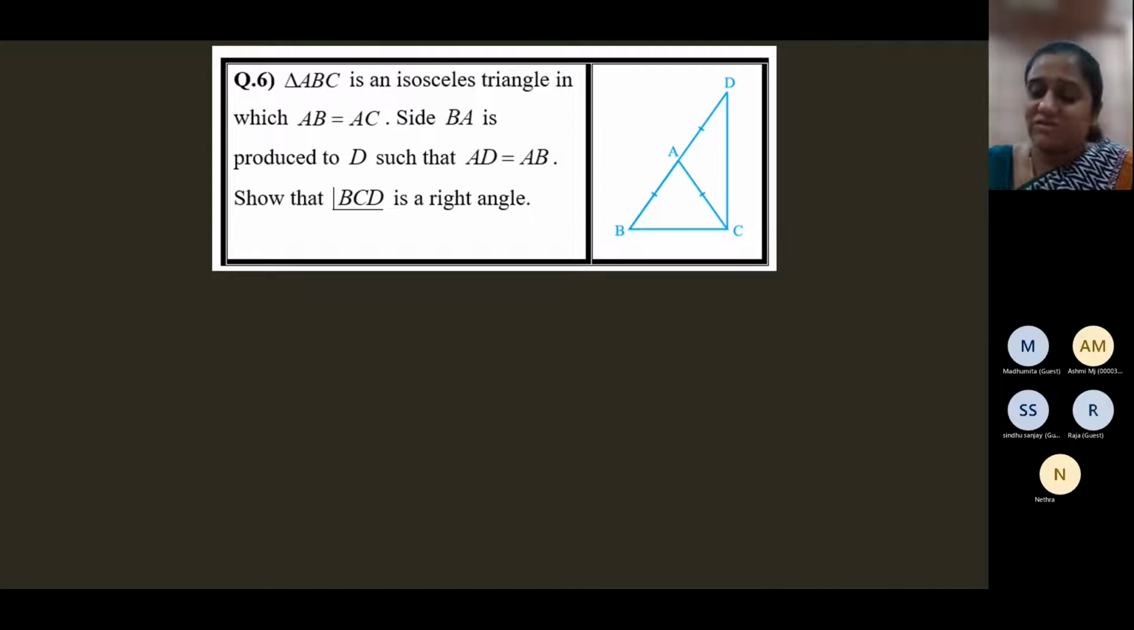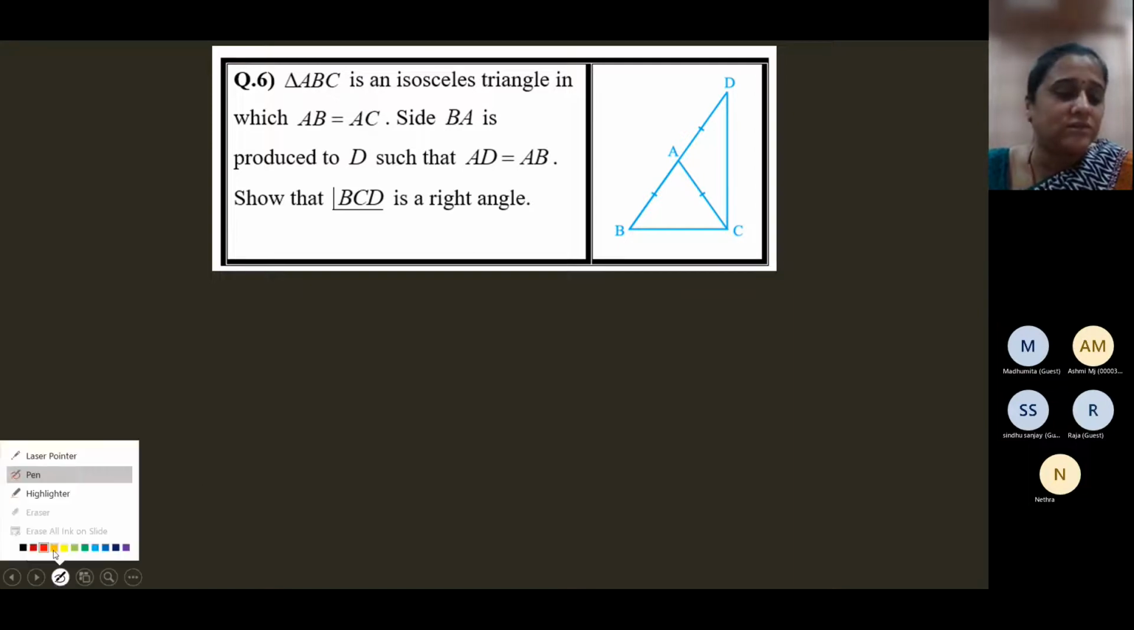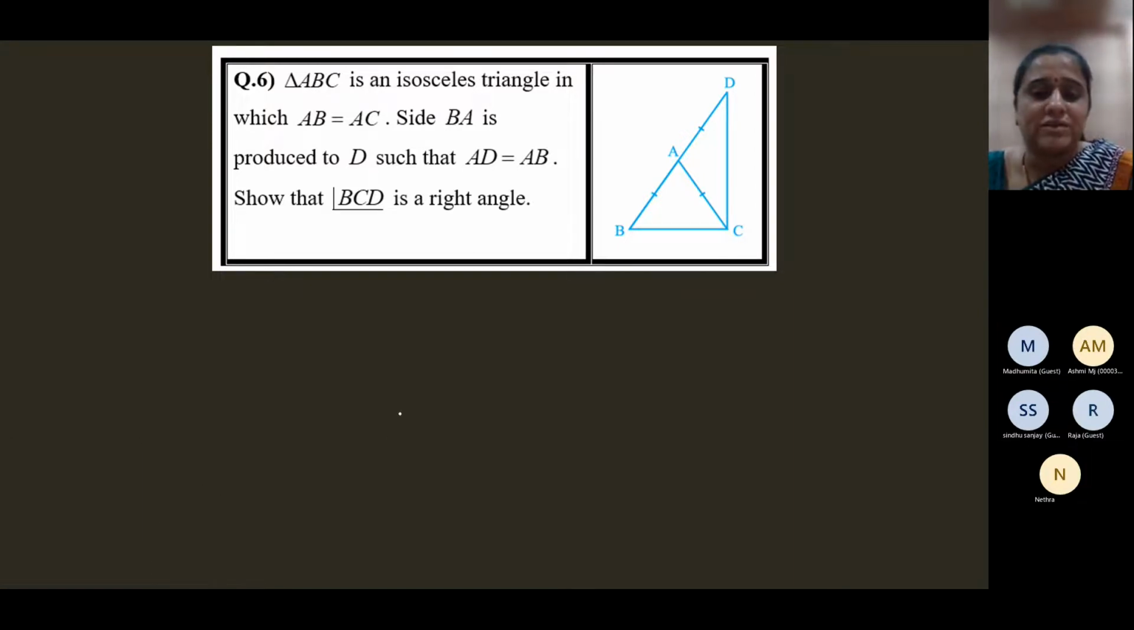Triangle ABC is an isosceles triangle, with AB equal to AC. Side BA: when they say BA, you should produce it like this.